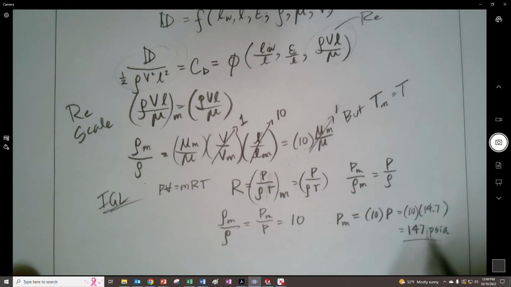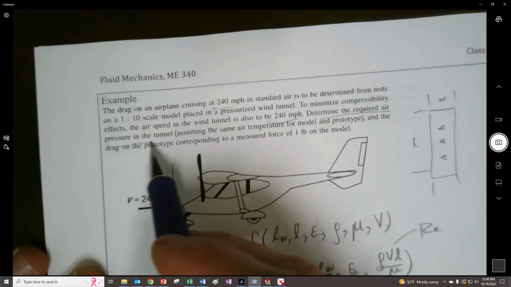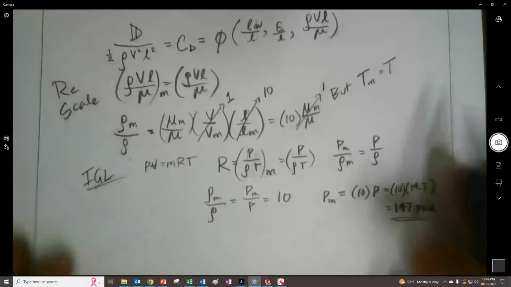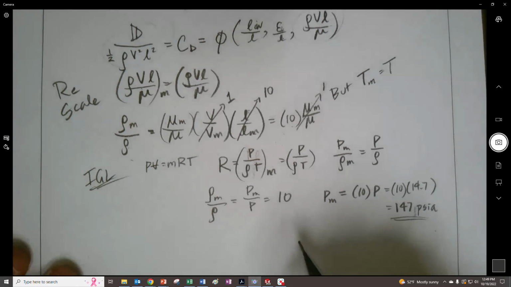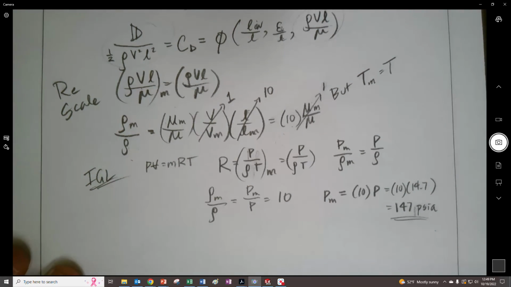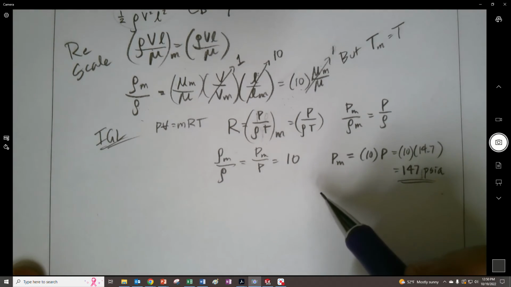So that's the pressure, answering the first part. Determine the required air pressure in the tunnel. We need 147 PSIA. And that's so we don't have to worry about the Mach number being too high.